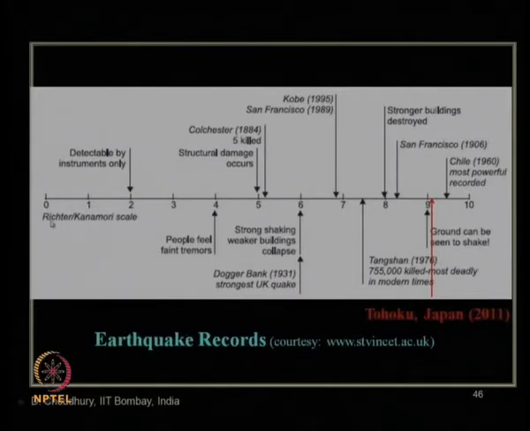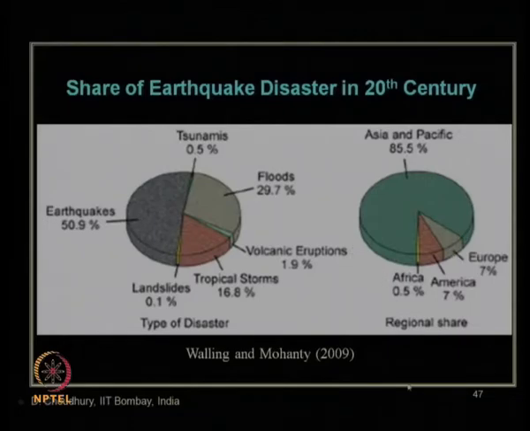From the earthquake record, the Richter scale starting from 0 to 10 is shown over here. The latest Tohoku, Japan 2011 earthquake is somewhere here, 9.1. You can see the San Francisco 1906 earthquake, the Kobe 1995 earthquake, the San Francisco Loma Prieta 1989 earthquake, and several other earthquakes listed over here. This is the Chile earthquake of 1960, which is so far the highest magnitude earthquake recorded in the world, about 9.5 on the scale.